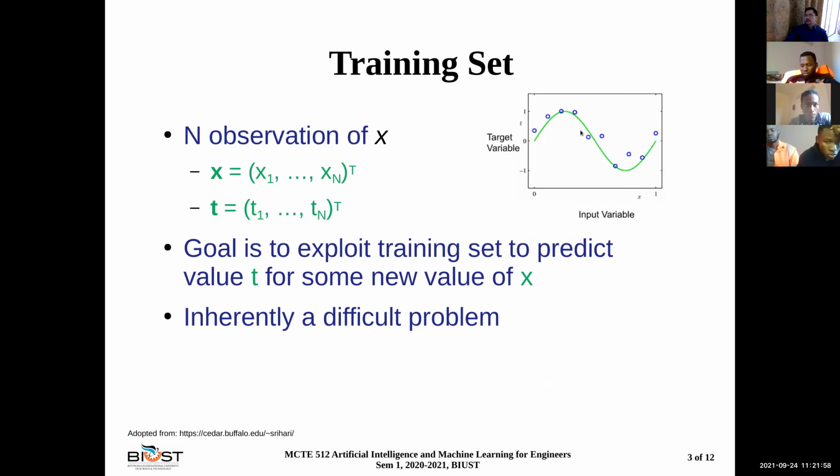The next slides will just give an emphasis of what I just said. So we have n number of observations, x. Our input data is this x, and let's write it down so that it will be more emphasized. So these are your inputs.